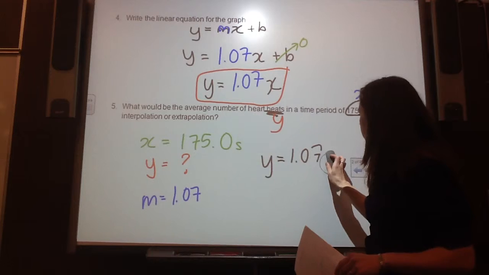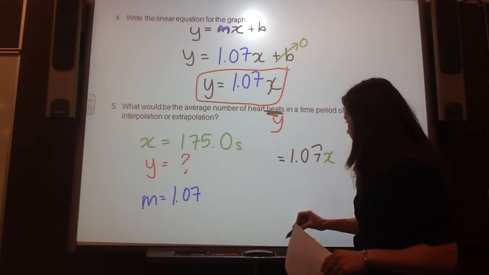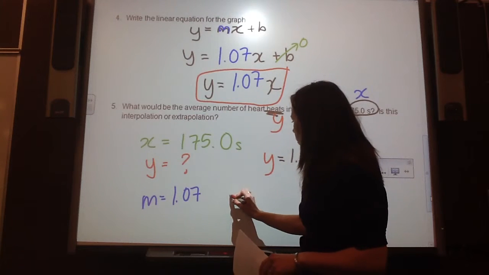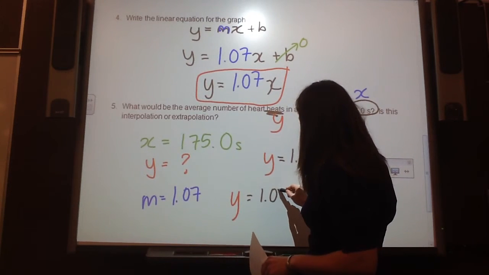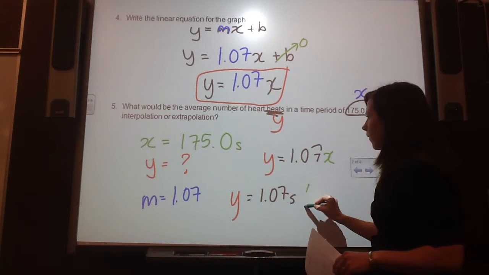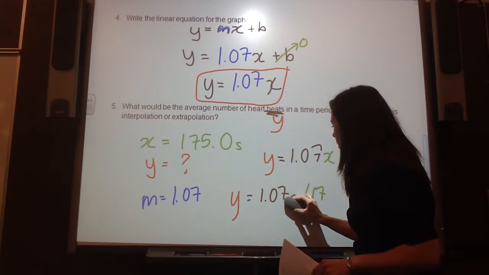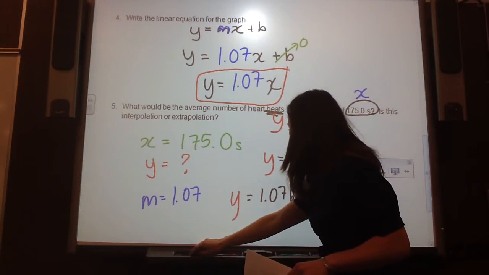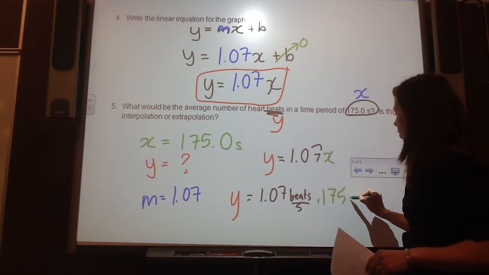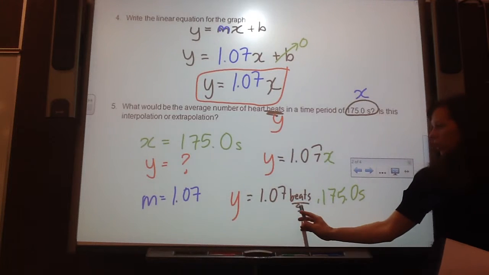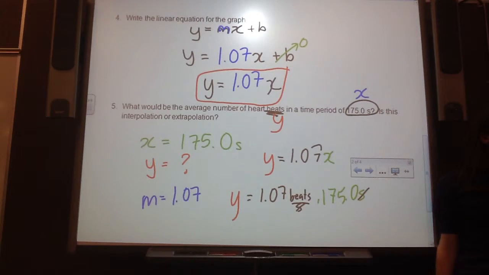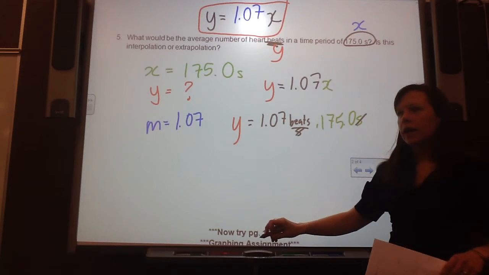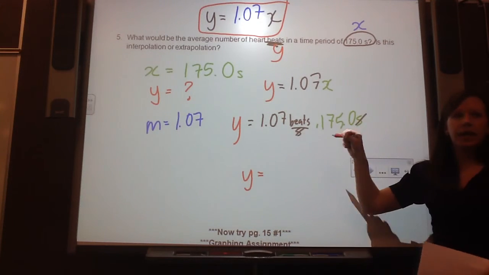I'm going to use my colors. It's more fun. Okay. Now I can plug in for x. So now y is equal to 1.07 beats per second times 175.0 seconds. Watch this. Your units for seconds can cross off now. And all you got to do is put that into your calculator now.